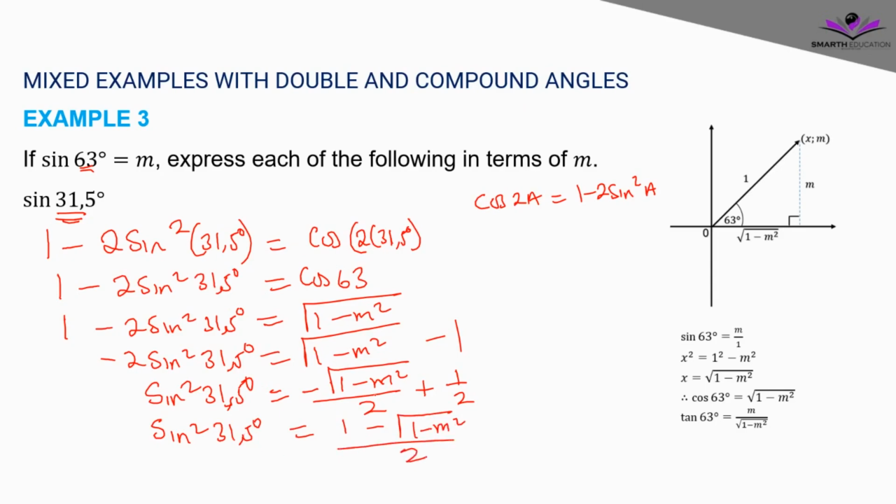And then to get sine 31,5, this is what we want, we can square root both sides. So we remain with sine 31,5 degrees, which is equal to the square root of 1 minus the square root of 1 minus m squared, over 2. Okay.